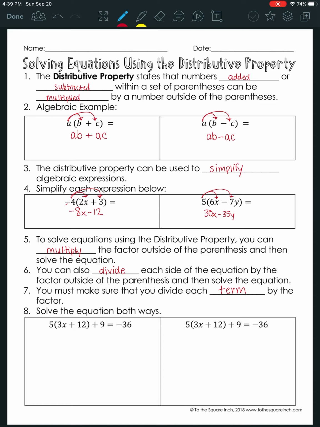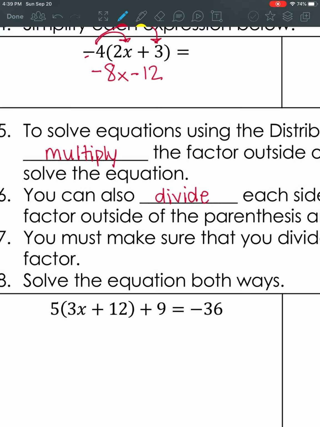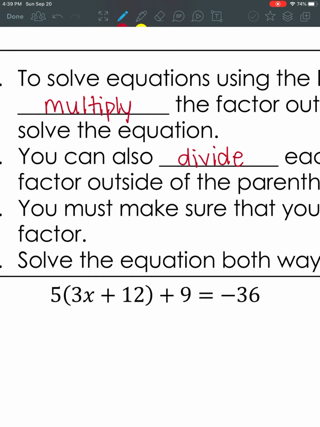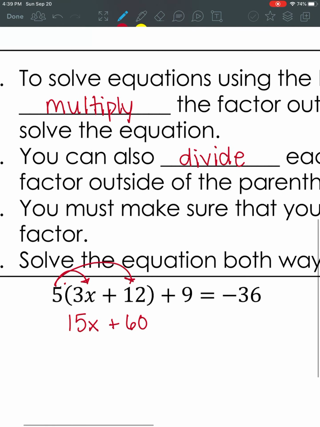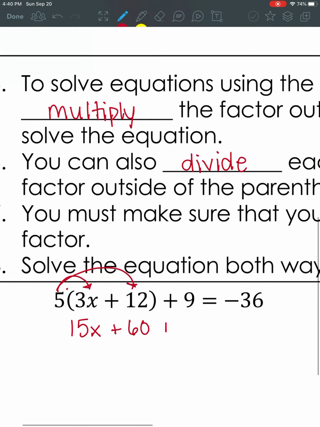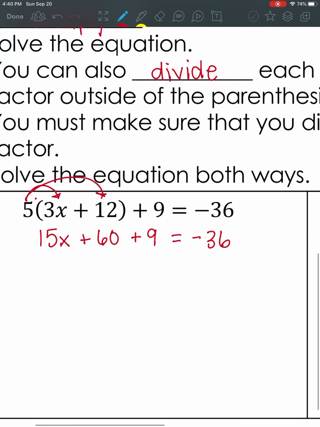Let's look at an example. If you notice, both of these examples are exactly the same, except we're going to do it two different ways, and I don't care which method you use. So, for example, we see that number touching the parentheses. We're going to multiply by both terms inside. So we can simplify this to 15x plus 60, and then the 9 is outside of the parentheses, so we just write it how it is in the equation, plus 9. And that equals -36.